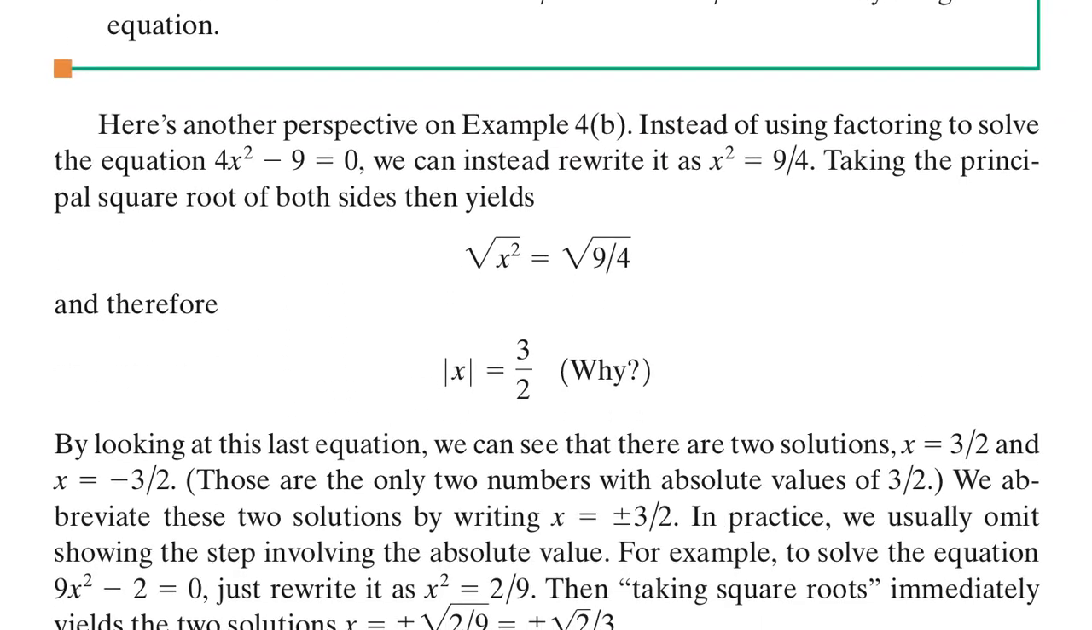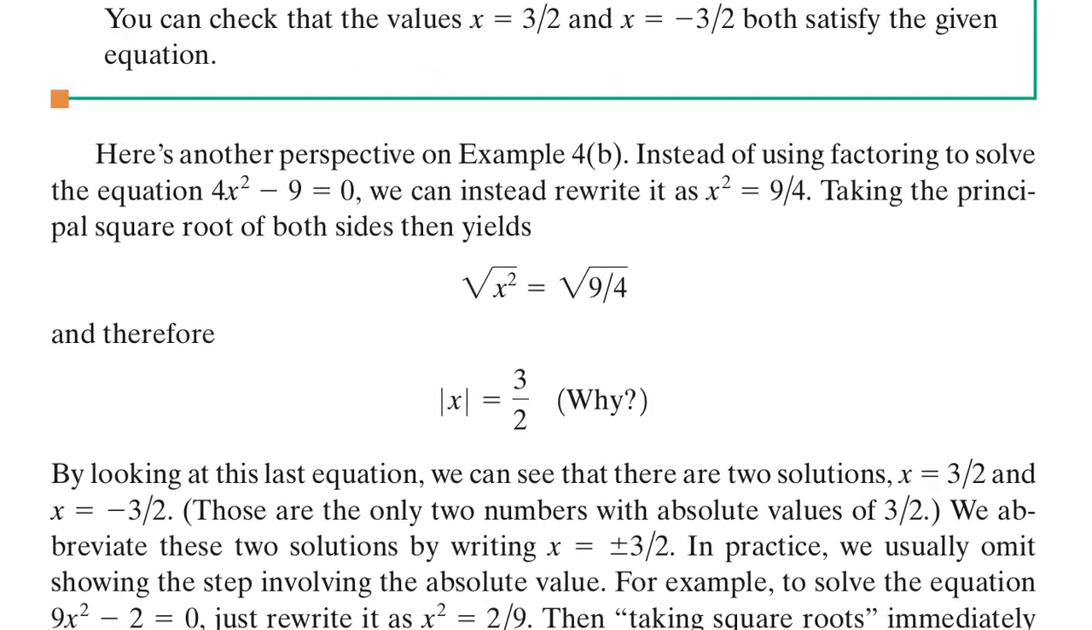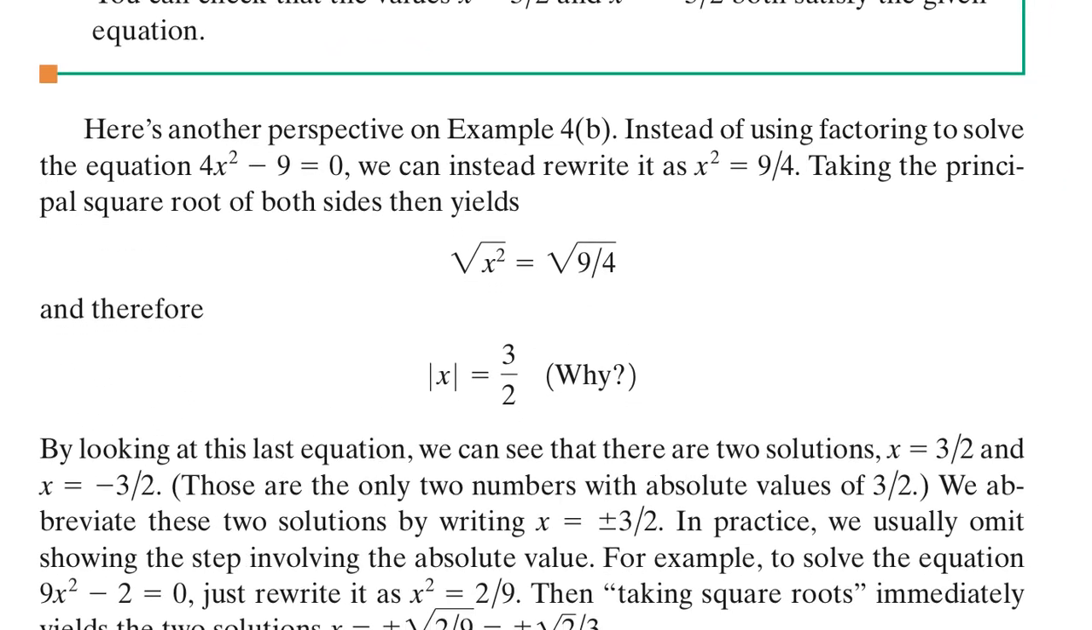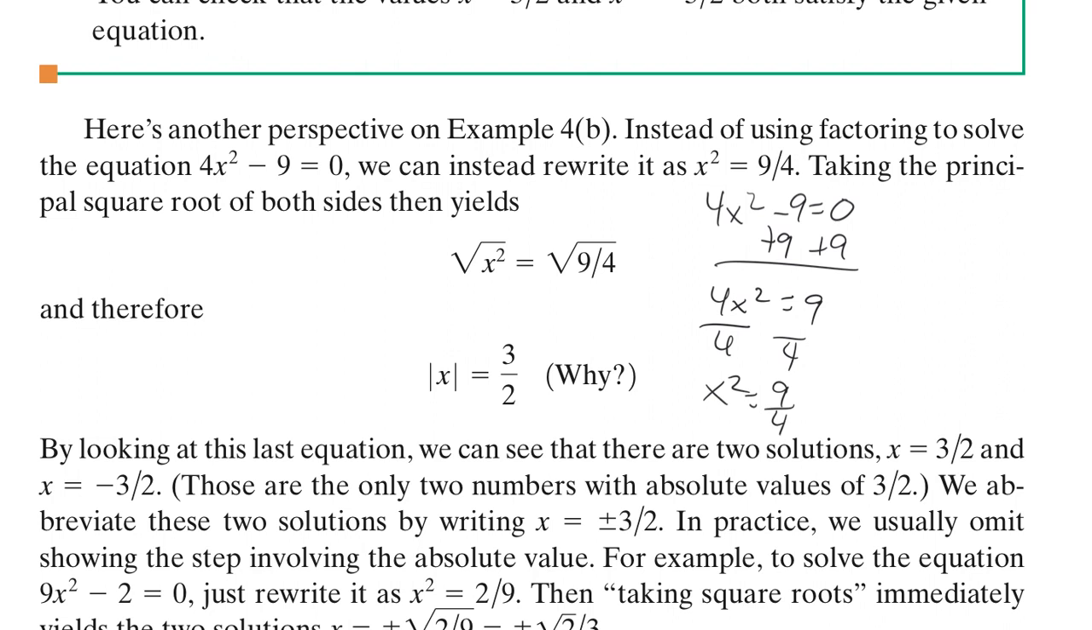Here's another perspective. Example 4b. Okay, instead of using the factoring to solve that, we can instead write this. So if we have 4x squared minus 9 equals 0, and you add 9 to both sides, you have 4x squared equals 9. If you divide by 4, x squared equals 9 over 4, which is right there. And then you take the square root of both sides, and then you have 3/2.